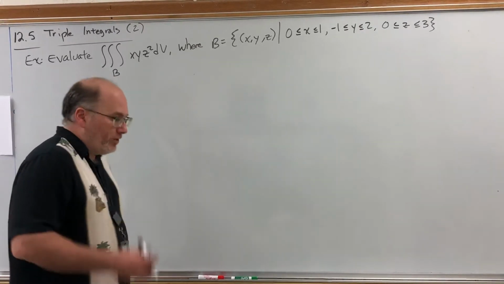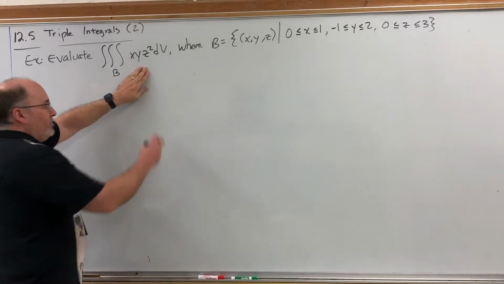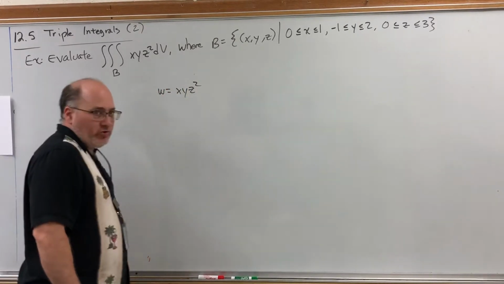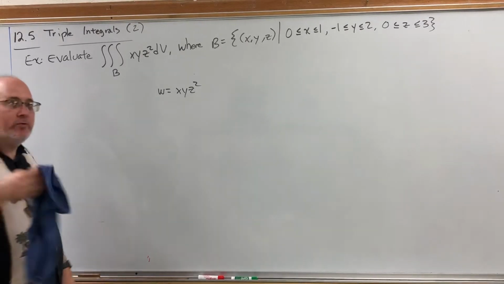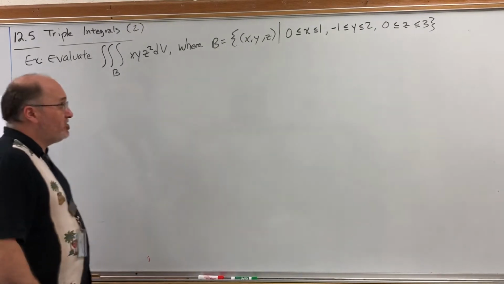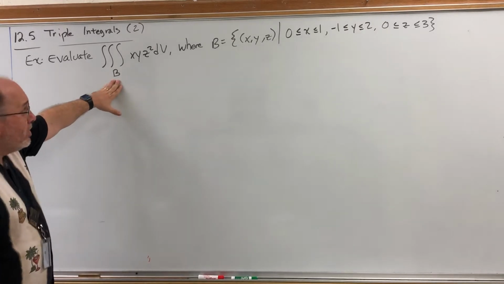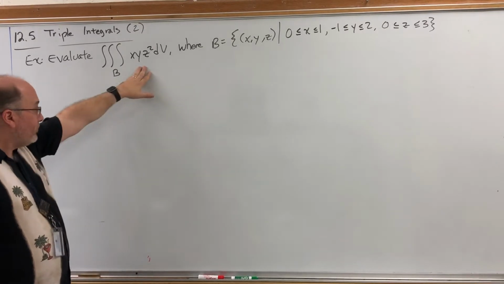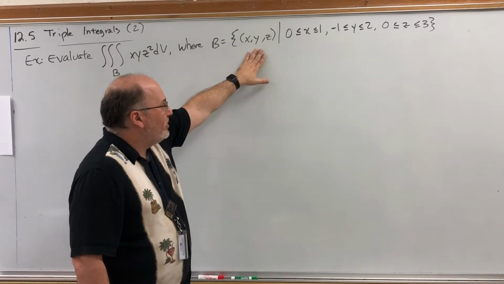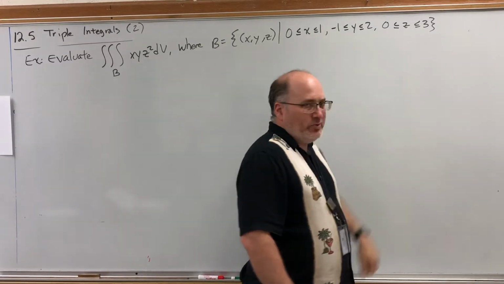As we move up to triple integrals, we won't always be able to sketch the graph of the function that we're integrating. For example, if we graphed w equals xyz squared, we would need a four-dimensional graph because we have four variables working together. However, we can sketch a picture of the region, the solid, over which we're integrating. In this case, we're evaluating the triple integral over the solid B of xyz squared dV, where B is the box defined by all points such that x is between 0 and 1, y is between -1 and 2, z is between 0 and 3.